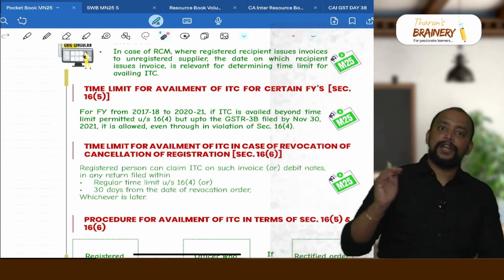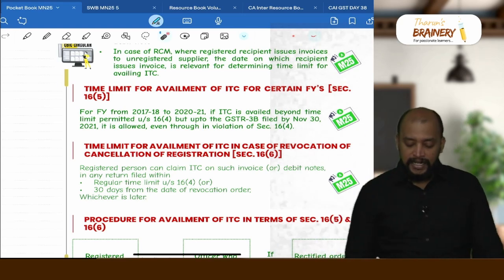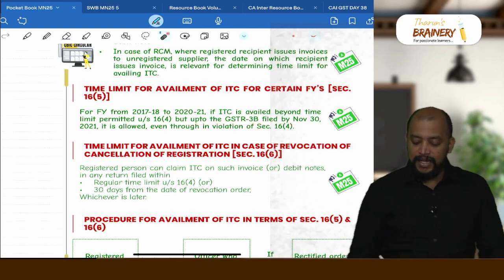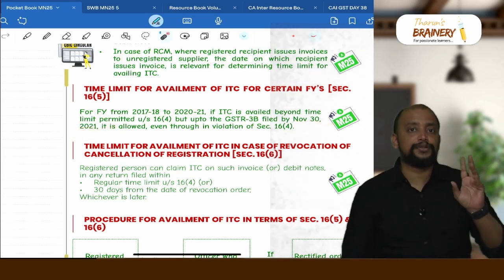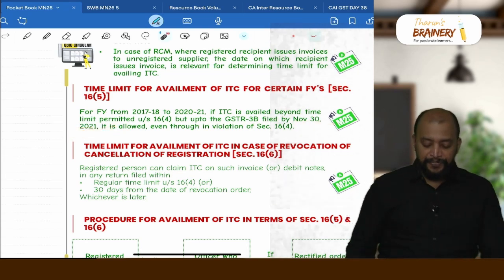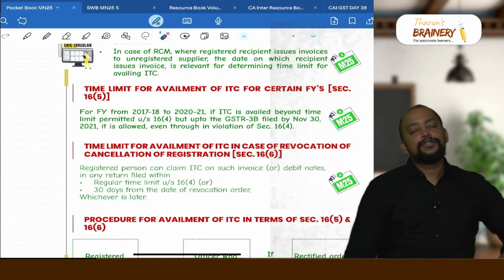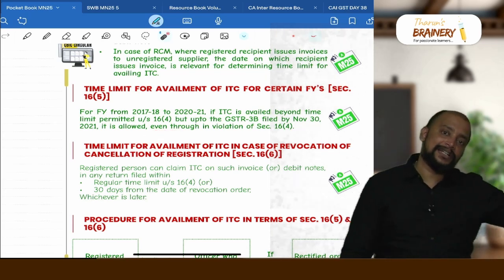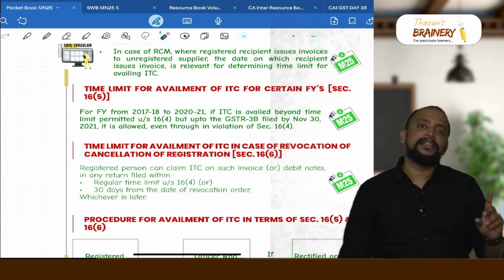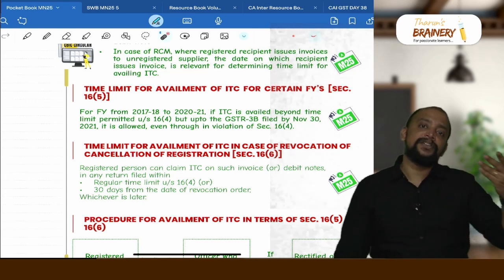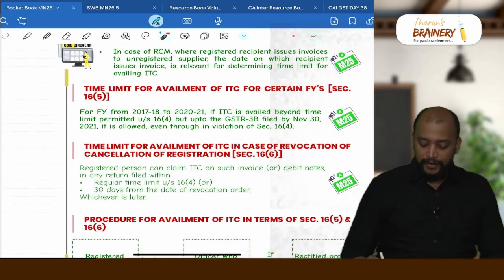Now they are telling, it's okay, even if we have rejected, still you can avail the ITC. But it should have been taken in GSTR 3B by November 30, 2021. Then we will allow it even though it is in violation of section 16 subsection 4. So all those pending orders which they have rejected, etc., now they are allowing, so you can enjoy the ITC. But the only thing is that in 3B you should have taken it and it should have been rejected. So now again you will be getting this benefit, you can re-avail.